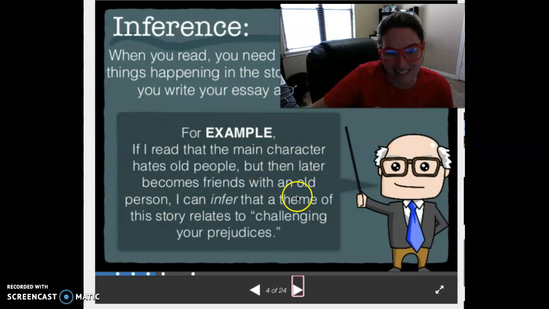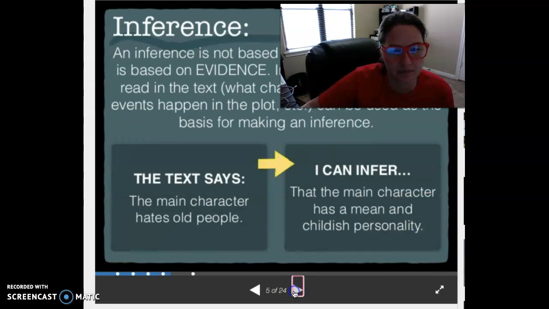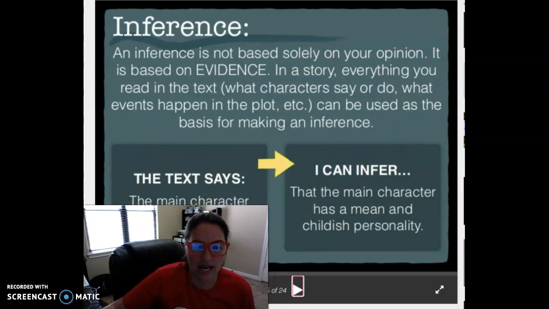So for this example, I'm going to infer that a theme might be challenging prejudices, specifically for this character as it relates to their feelings about old people and how they have changed throughout the story. An inference is not based solely on your opinion. It is based on evidence.